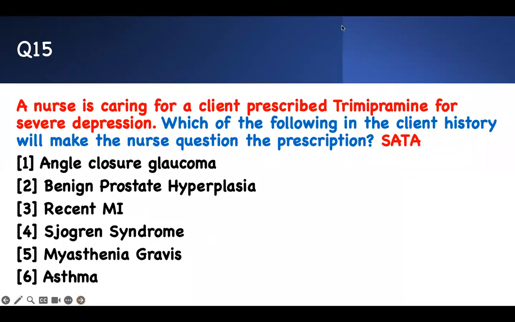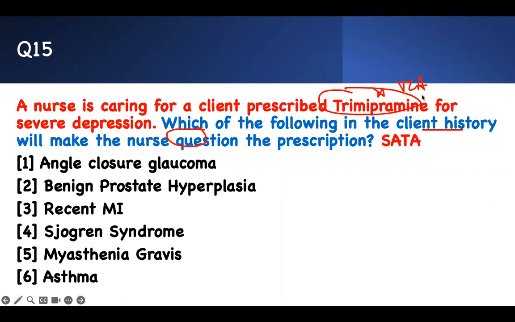Select and apply. Number 15. So what do we have? A nurse is caring for a client prescribed amitriptyline for severe depression. Which of the following in the client history will make the nurse question the prescription? Do you recognize this? I need to question this in the history. What is this? TCA, right?